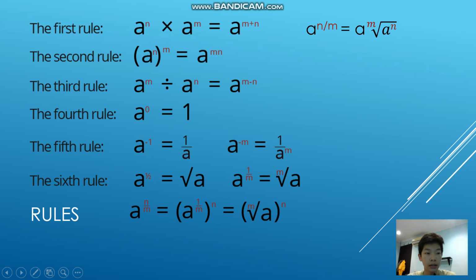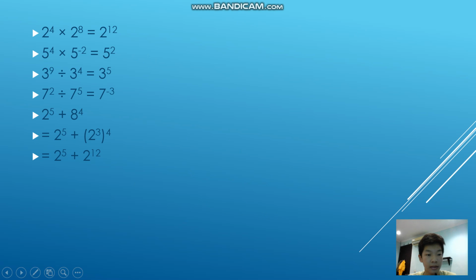Back to this. The second rule will be, if there's a base number which has indices, and then it's inside a bracket and there's another indices outside it, then the indices inside and outside the bracket will be multiplied together, which is equal to this. So it's the same base number with the indices being the product of the two indices. For example, let's just take this part. 2 to the power of 3, and then inside the bracket, power of 4. This is equal to 2 to the power of 12. 3 times 4 is equal to 12, and the base number 2 stays the same.